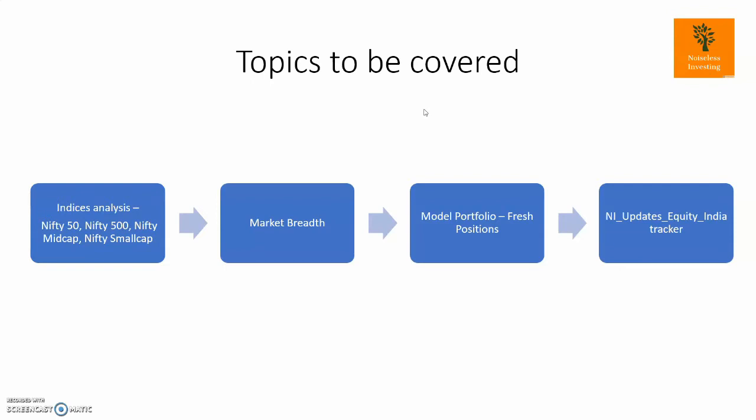Today we'll analyze the indices first, the indices which matter to us most, and then we'll have a quick look into the market breadth to understand how much percent of the stocks are moving up or down from our universe. Then we'll look into the model portfolio, the fresh positions that have come into the model portfolio. And lastly, we'll look into the NI Updates Equity India Tracker, where we'll find the new entries that have come up from the weekly analysis. So let us move forward.